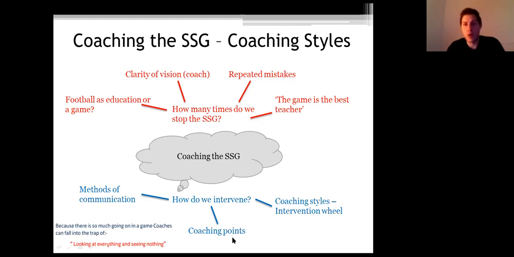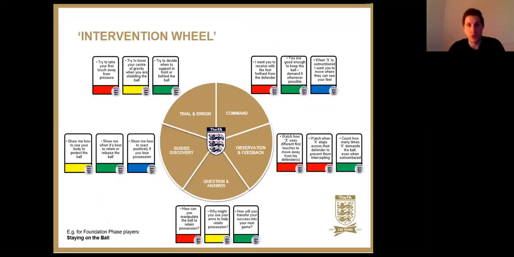And we also have lots of different coaching styles. As you will see from the next slide, there are lots of ways in which we can intervene, lots of ways in which we can coach. This is also from the English FA, and you can see in this diagram there are 5 different coaching styles. You've got trial and error, where you're using words such as try, so try to decide, and you're allowing your players to make mistakes, and they learn through making mistakes.